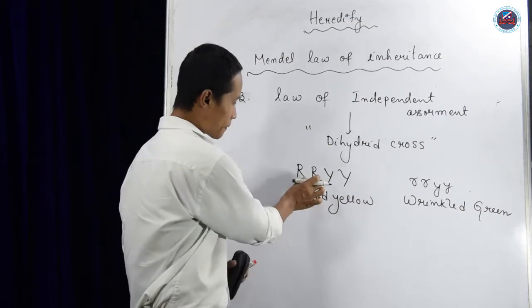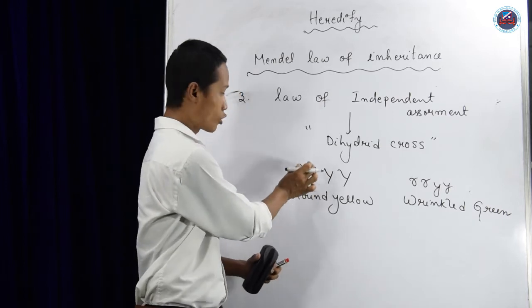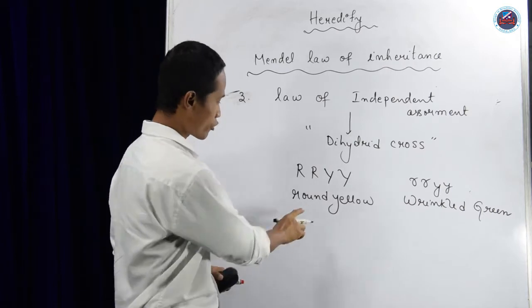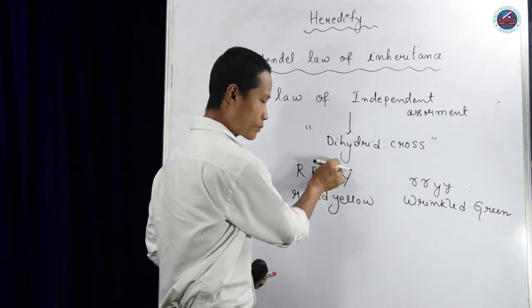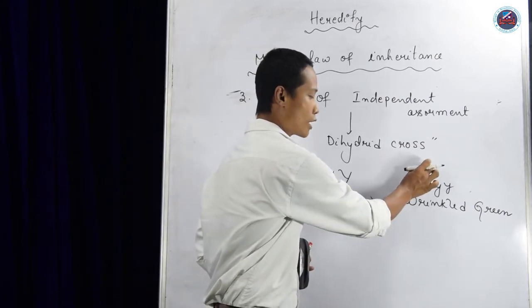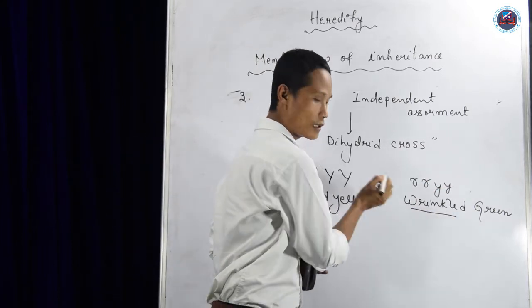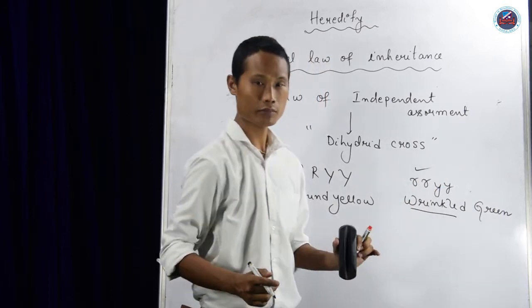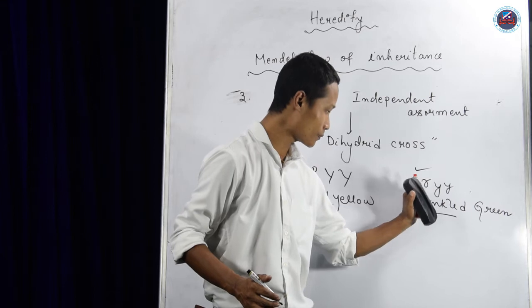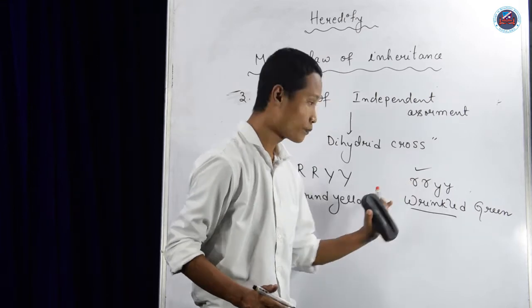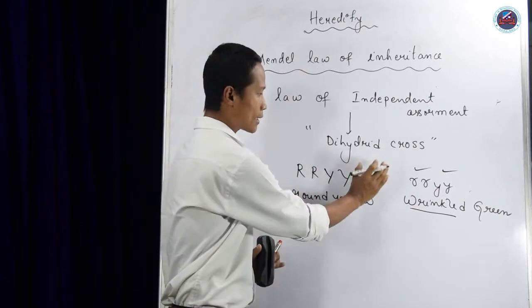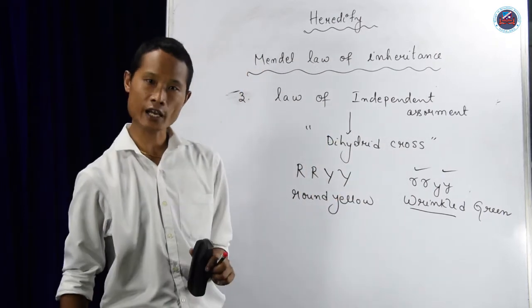Okay, so this plant has completely homozygous alleles: capital R represents round, capital Y represents yellow, and these small r's represent wrinkle. See, this is a pure line because it is showing homozygous alleles. And this is small y. That's why I will consider this as a pure line of dihybrid cross.